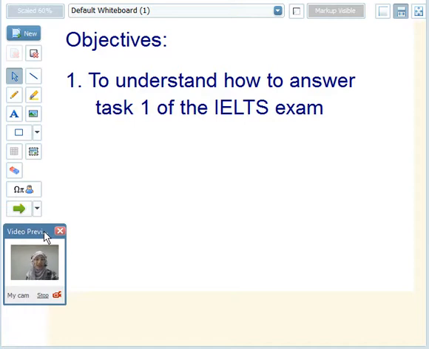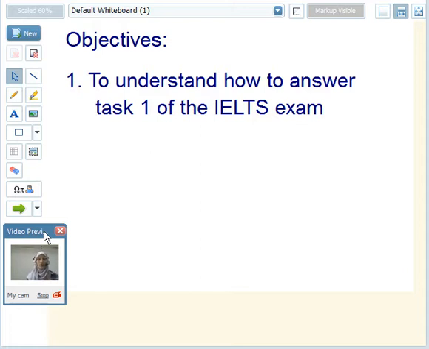Okay, so today we're going to have a look at task 1 of the IELTS exam. A lot of students tend to rush this task because they feel like it's only 20 minutes, it's 150 words, and task 2 is more important. You shouldn't really rush this task. You should take your time, as in all tasks, but there are some strategies that you should use.